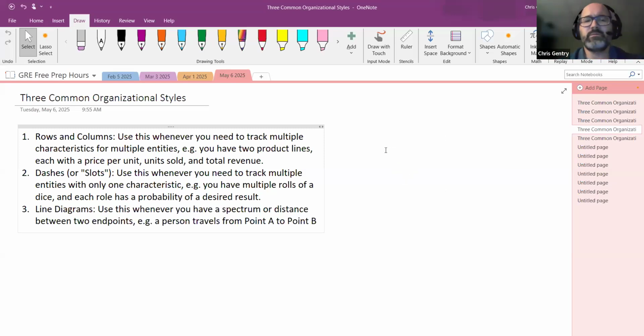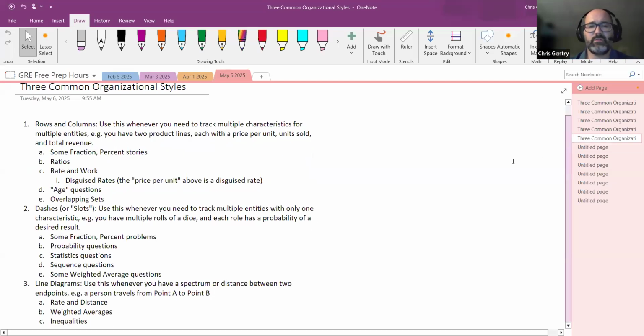And then line diagrams. Whenever you've got some type of distance between two endpoints, and your result or your mathematics happens somehow in between those two endpoints, that's when line diagrams are very, very nice. And I have here just a small list.